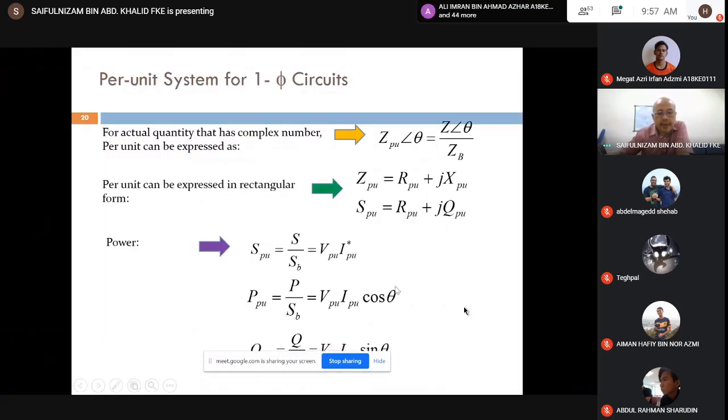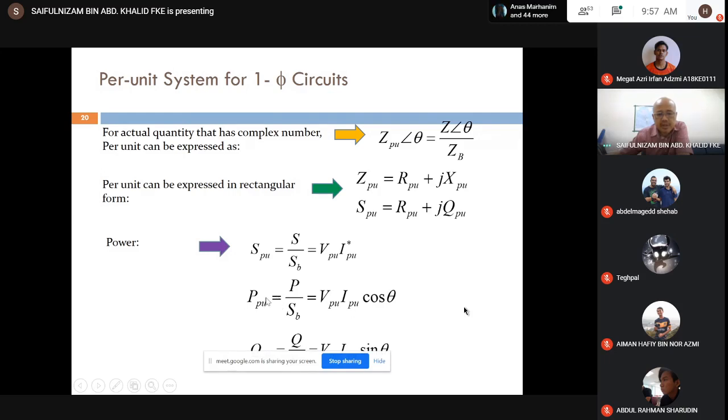Here the per unit S per unit equals the actual value divided by the base value. Since S is in complex form, this is the complex power, the V times I conjugate. This is the voltage in phasor times the current conjugate in phasor. Okay, this is the real power.